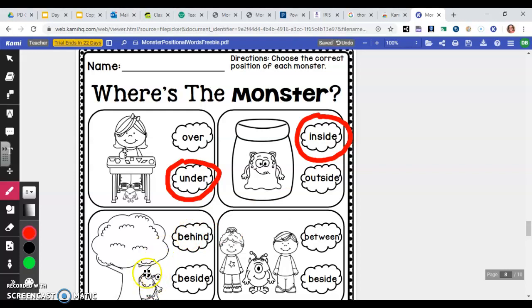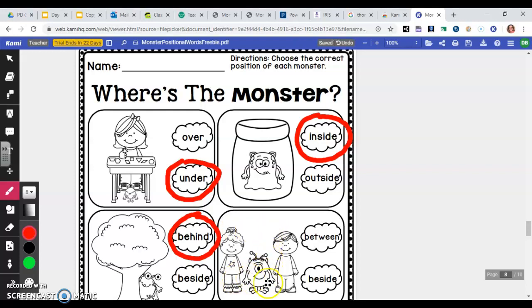All right, let's look at this monster down here. Is he behind the tree or beside the tree? This one can be kind of tricky because you see how we don't see all of him? So he is not necessarily beside the tree, because if he were, he would be over a little further. I think he's behind the tree because half of his body is behind the tree.